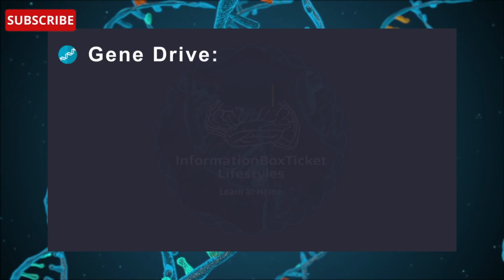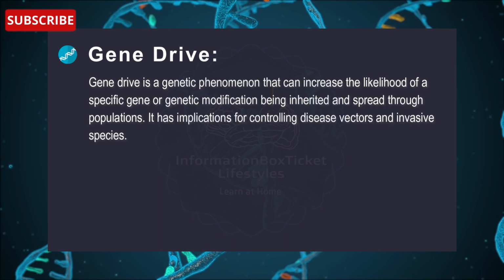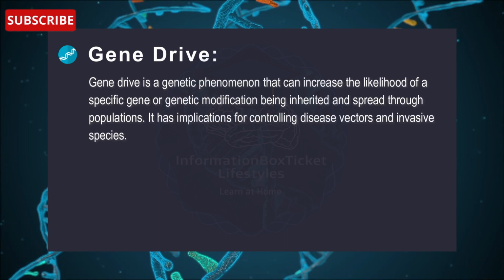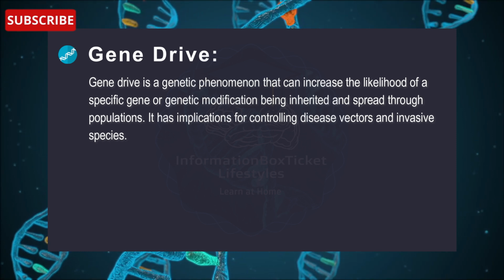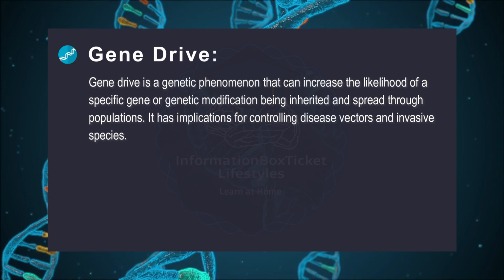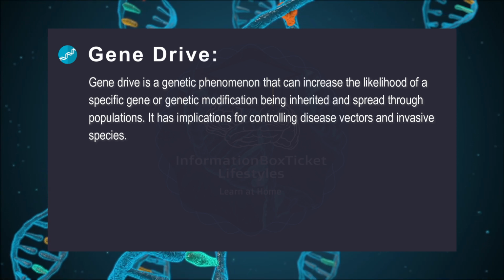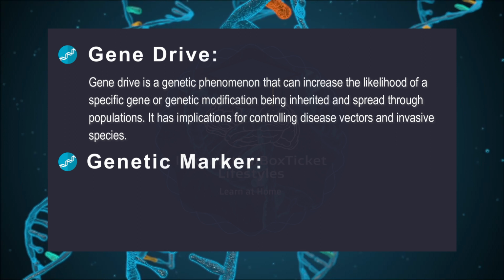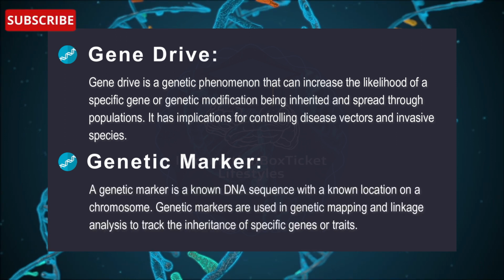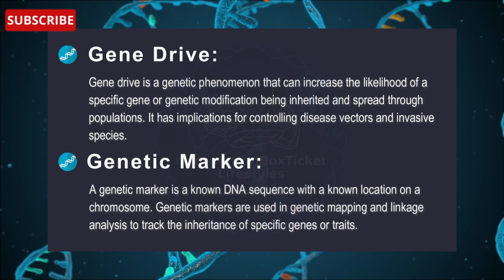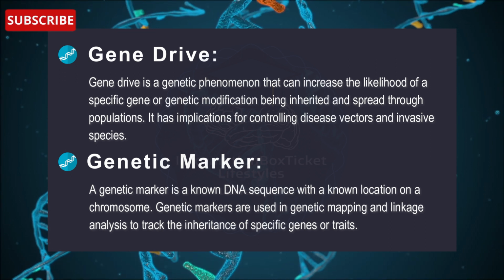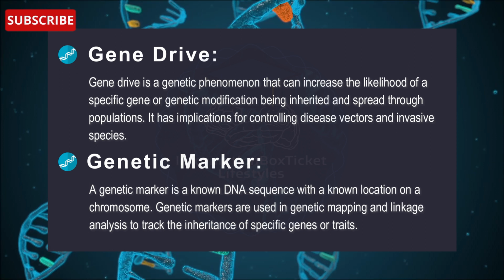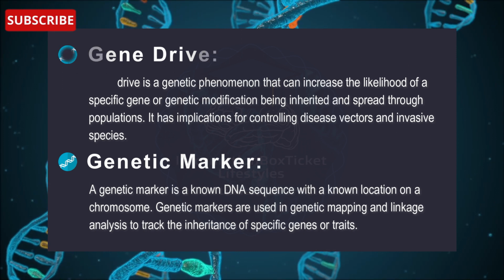Gene drive. It is a genetic phenomenon that can increase the likelihood of a specific gene or genetic modification being inherited and spread through a population. It has implications for controlling disease vectors and invasive species. Genetic marker. A genetic marker is a known DNA sequence with a known location on a chromosome. Genetic markers are used in genetic mapping and linkage analysis to track the inheritance of specific genes or traits.